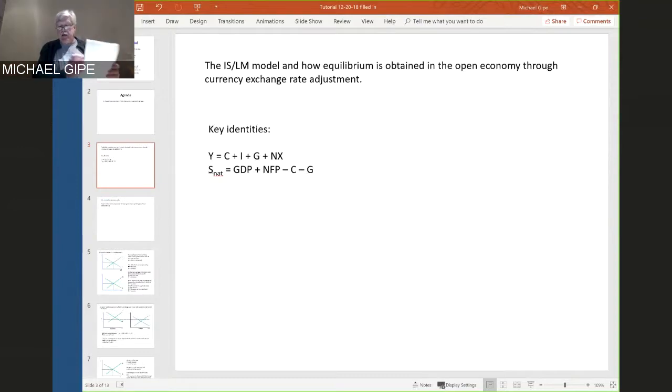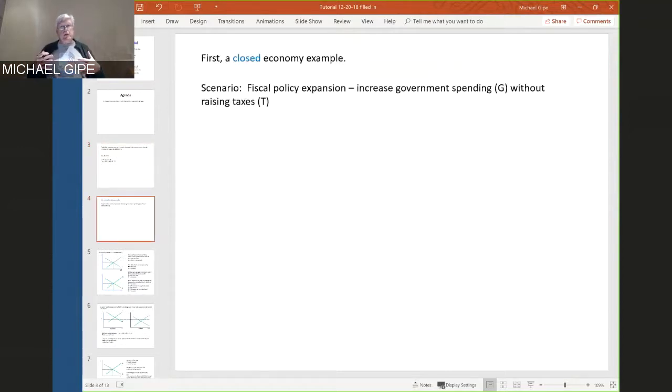And I think the key thing here is if government spending goes up, then the national savings will tend to go down. Let's see how that works out. First, before we get into the open economy, let's just review the closed economy example. And what we'll do here, we'll take a case of the fiscal policy expansion.